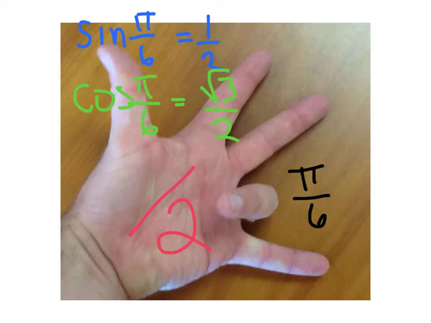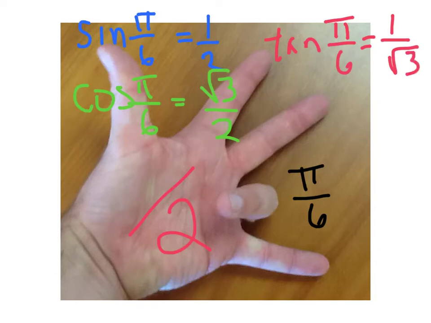Now let's say we want tangent. Oh boy, that's got to be real difficult, doesn't it? Well, not really, because tangent is sine divided by cosine. Square root of 1 divided by square root of 3. So tangent of pi over 6 is 1 over the square root of 3. Done. And there we go.